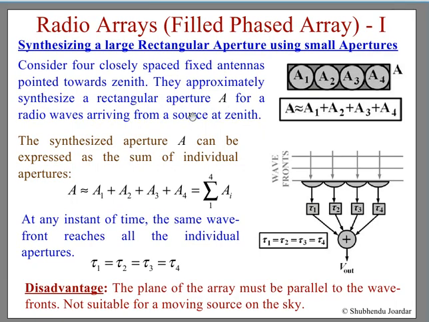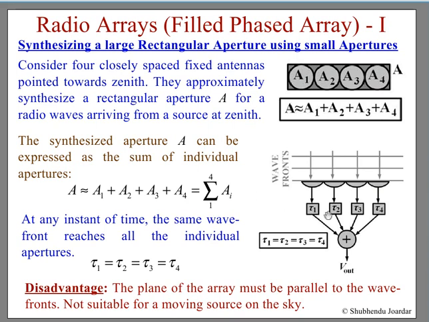Now, this you have already seen in the beginning lectures. When you want to synthesize a large rectangular aperture using small apertures, you just fill that area with a number of antennas, and effectively you get an area equal to the sum of the areas of all these apertures. For 4 antennas, this is equal to 4 times Ai, where Ai corresponds to the aperture of the ith antenna.